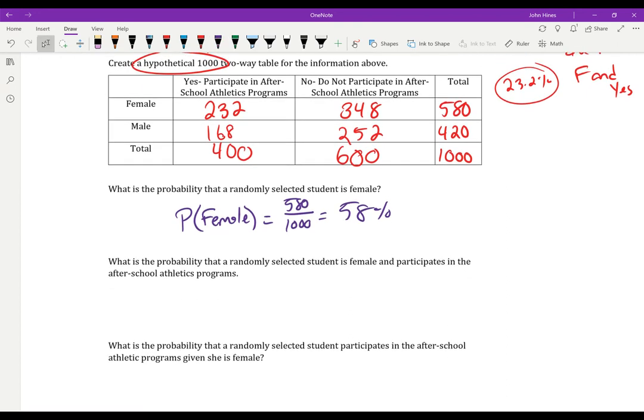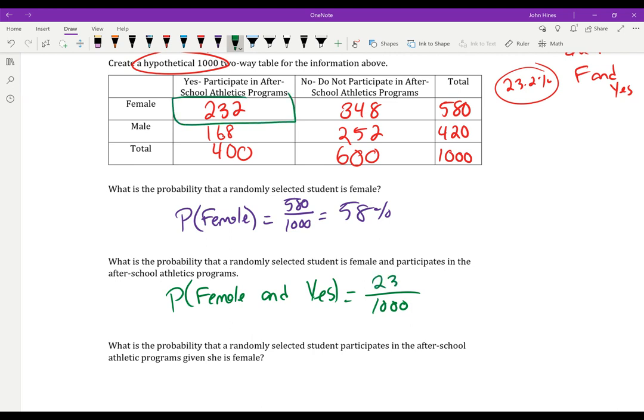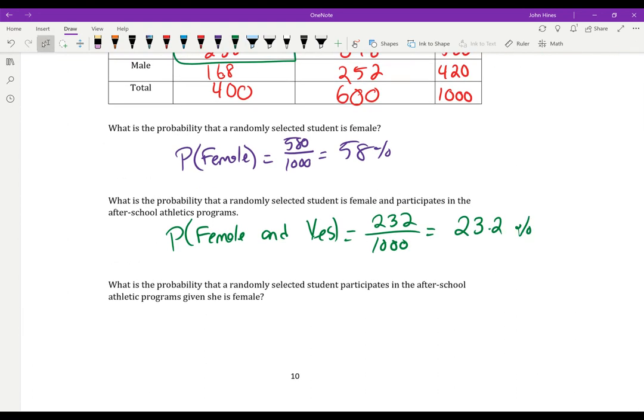What is the probability that a randomly selected student is female and participates in athletics? So this is the probability of female, and yes, they do athletics. I'm still picking out of everybody. It didn't tell me to limit my picking. I'm still picking out of the 1,000. I'm randomly picking a student. So female and yes is right here. That's that 232 number we played with before.